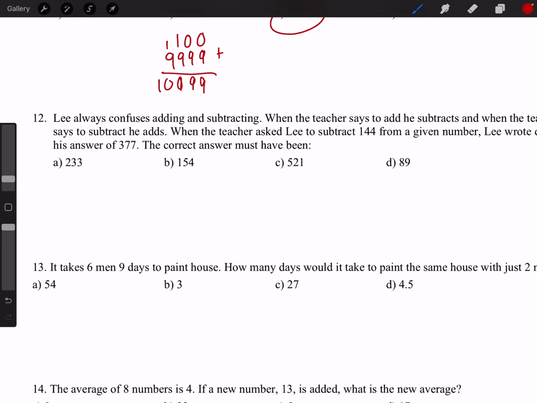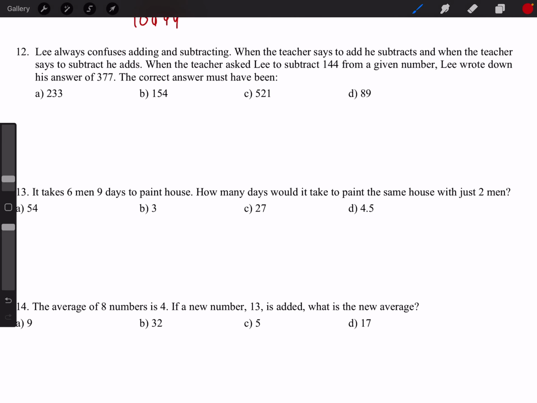This one: Lee always confuses adding and subtracting. When the teacher says to add, he subtracts, and when the teacher says subtract, he adds. When the teacher asks Lee to subtract 144 from a given number, let's write that out first. So we have a given number, and Lee was told to subtract 144 from this number. Lee wrote down his answer of 377. So Lee does things backwards according to the question. If the teacher told him to subtract 144, what he must have done was take the number and add 144, and then he wrote down 377, which is incorrect because he did it backwards.